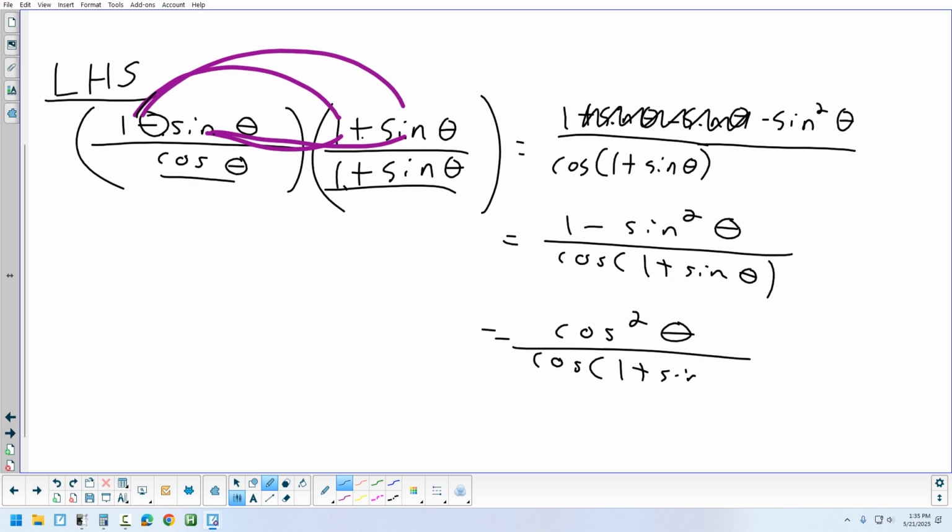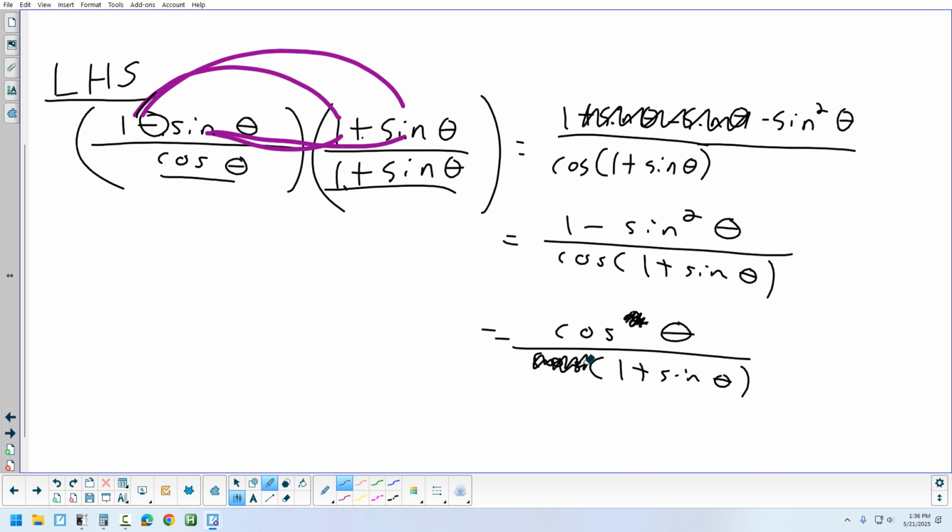Over cosine, 1 plus sine, cosine squared. So what does the top and the bottom have in common? Cosine. It has cosine, so we can cancel that. How many cosines are in the top? 2. How many are in the bottom? 1. So how many can we cancel? 1 from the top, 1 from the bottom.